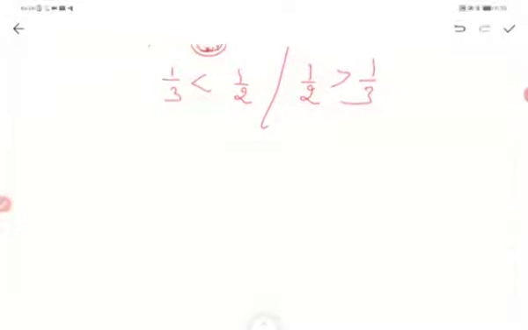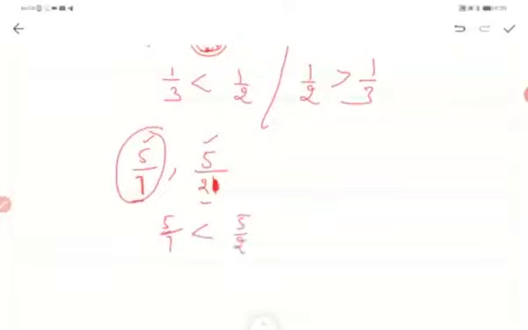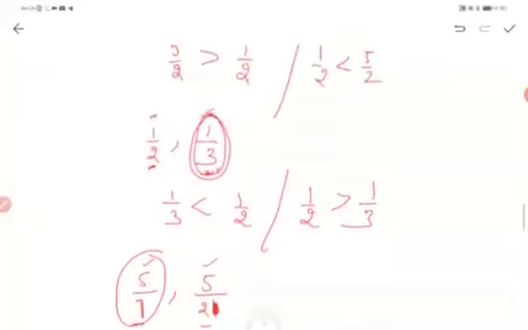Let me take one more example. If I have 5 by 7 and 5 by 2 to compare, or any number you take, here numerators are equal. Now let me compare your denominators. 7 is greater than 2, isn't it? That means this fraction 5 by 7 is less than 5 by 2. Or you can directly say this.